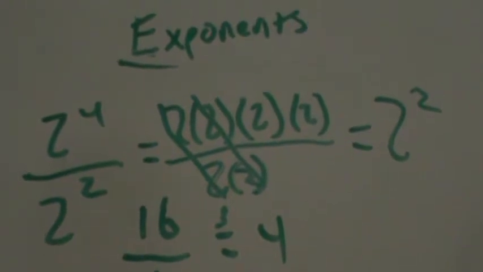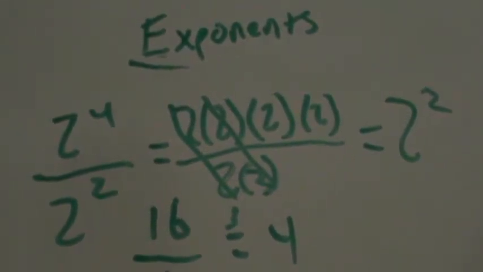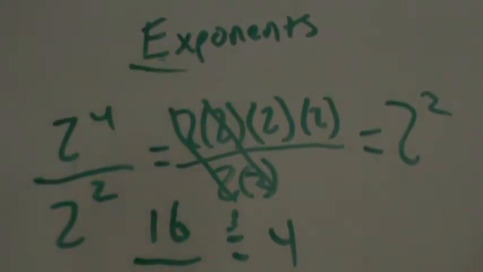And again, the same idea happens here as it did with multiplication. To simplify this, they have to have the same base number right here. If they do not have the same base number, you cannot simplify them like this.